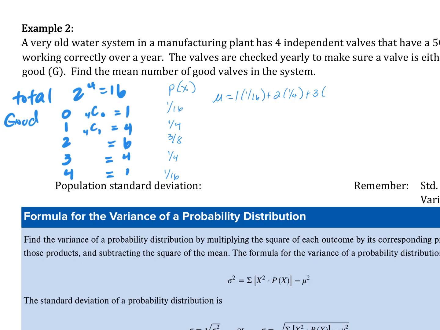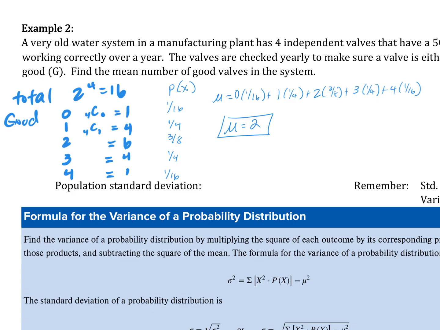So do you leave out the zero? Ah, nope, I messed up. Thank you. All right, what did you get for your mean? 2. Questions on that? So you need to be able to look at a probability distribution and find the mean, and that's how you do it.